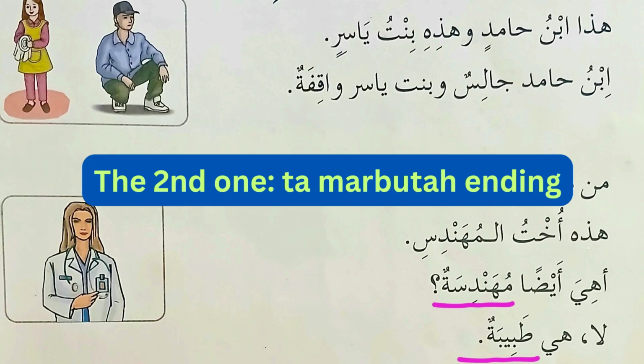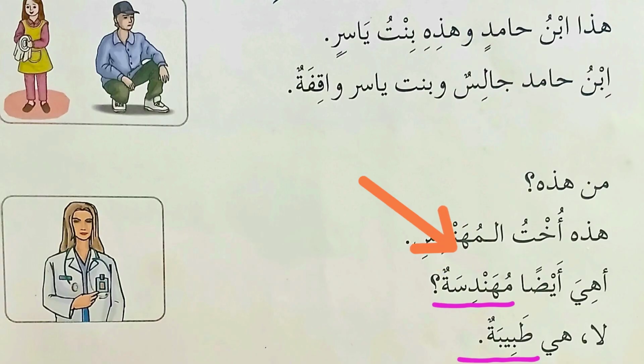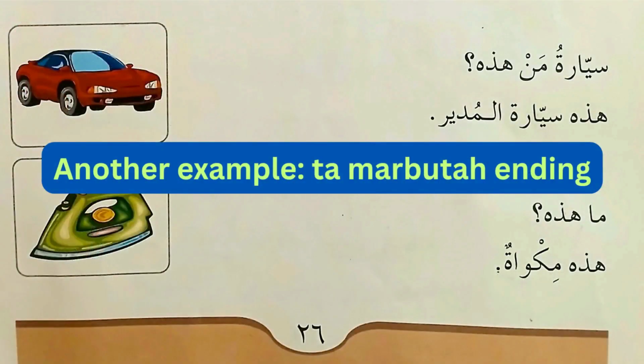Next, look at the words muhandisatun, female engineer, and tabibatun, female doctor. What do they have in common? They both end with Tā Marbūṭah. This is the biggest clue for a feminine noun. Let's see another example.